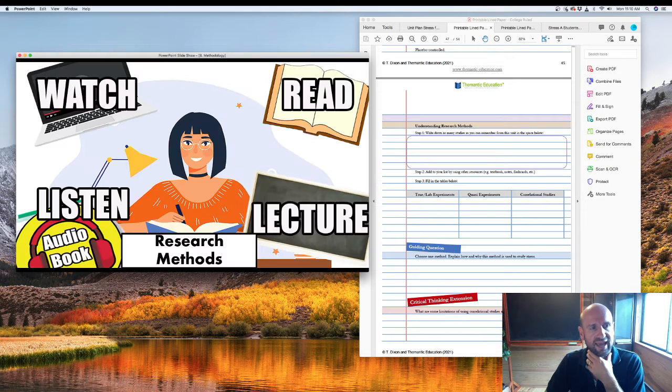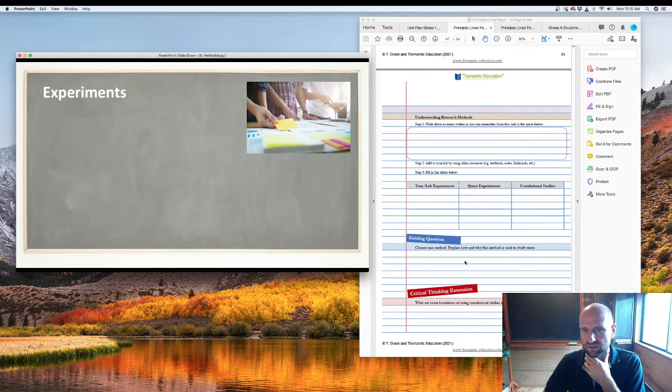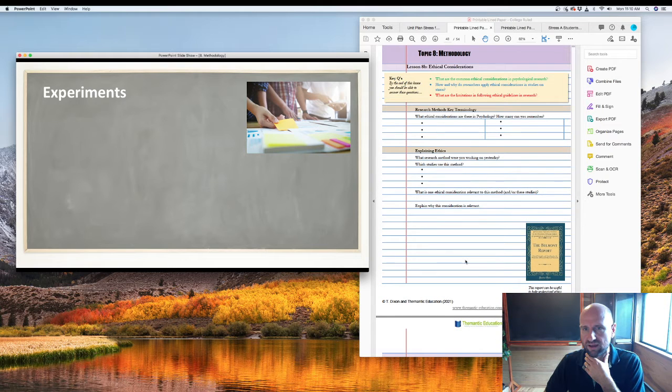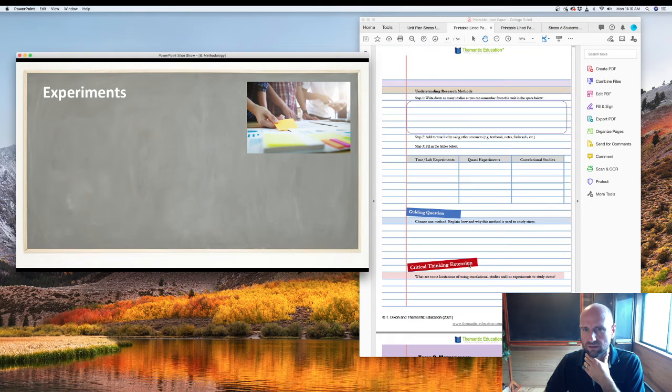And then they can split up. So one method, how and why. Now ideally, possibly they'll be able to do this with two methods. Just remember for paper 2, experiments is one method. Okay, so I recommend experiments and correlational studies.